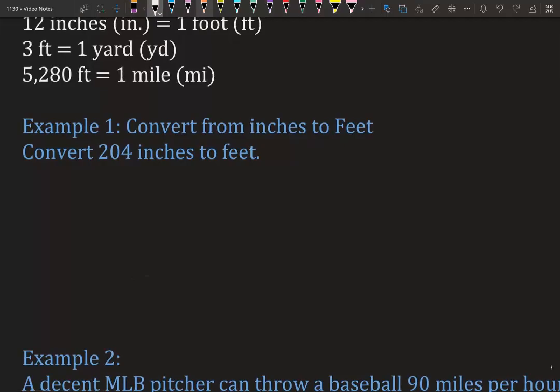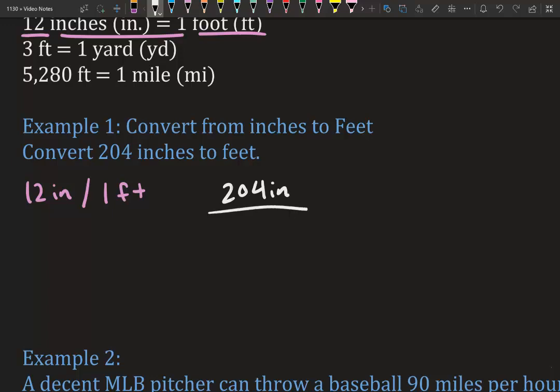So we know that there are 12 inches per 1 foot. That's what we do know. 12 inches is in a foot. So if we have 204 inches, we're going to divide that by how many inches are in a foot. So 12 inches per foot.